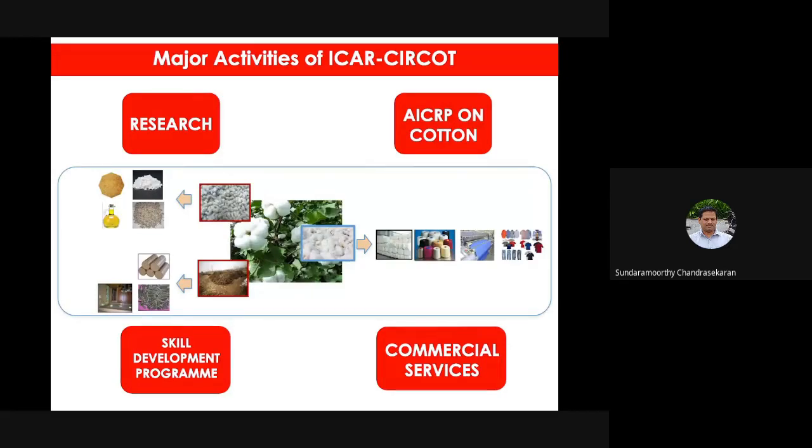If we classify our activities, research is the prime area of our activity, which we conduct in the entire value chain, whether the lint value chain or the cotton seed value chain or the biomass value chain. In all these aspects, we carry out the research. And we also provide quality support for R&D, the crop research program on cotton. And the skill development program has been one of the key activities of our institute. This has also been a force which helps us to screen some of the potential entrepreneurs who are further taken up into the incubation process. And we also provide the commercial services, and the incubation is one among the commercial services. So we have got good infrastructure facilities to carry out all these things.